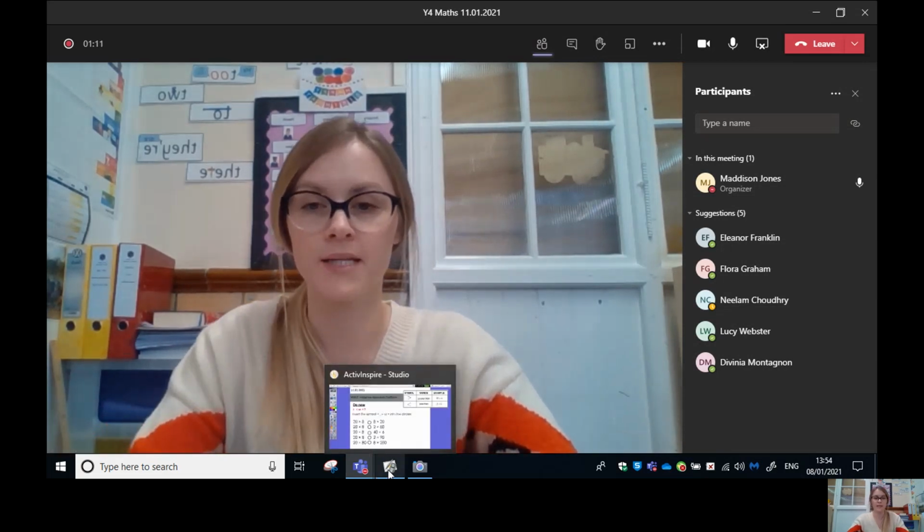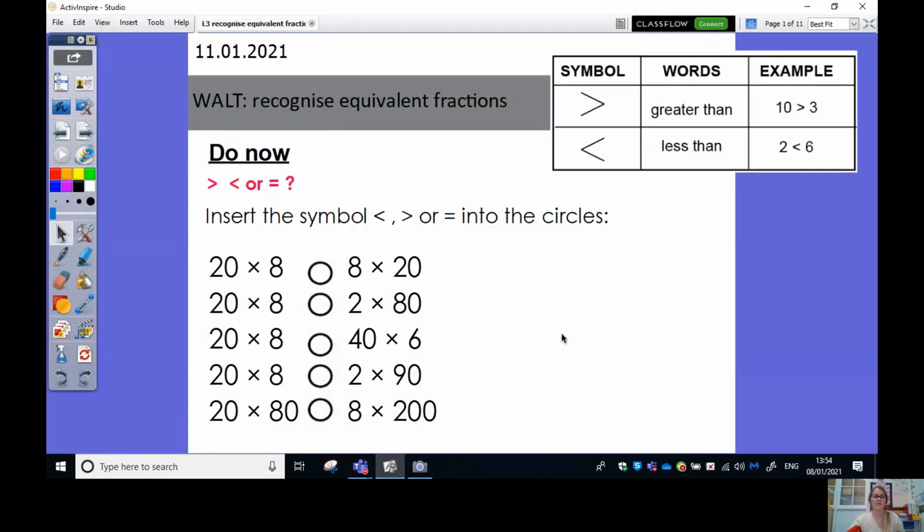Okay, so I'm going to pop up today's slides, so you should be able to see them now. The first thing I'd like you to do is have a look at the examples on the board, and then you're going to be inserting the symbol greater than, less than, or equals. I've put some examples up there to remind you in case you can't remember which way they go, but remember the biggest side is always going towards the biggest answer.